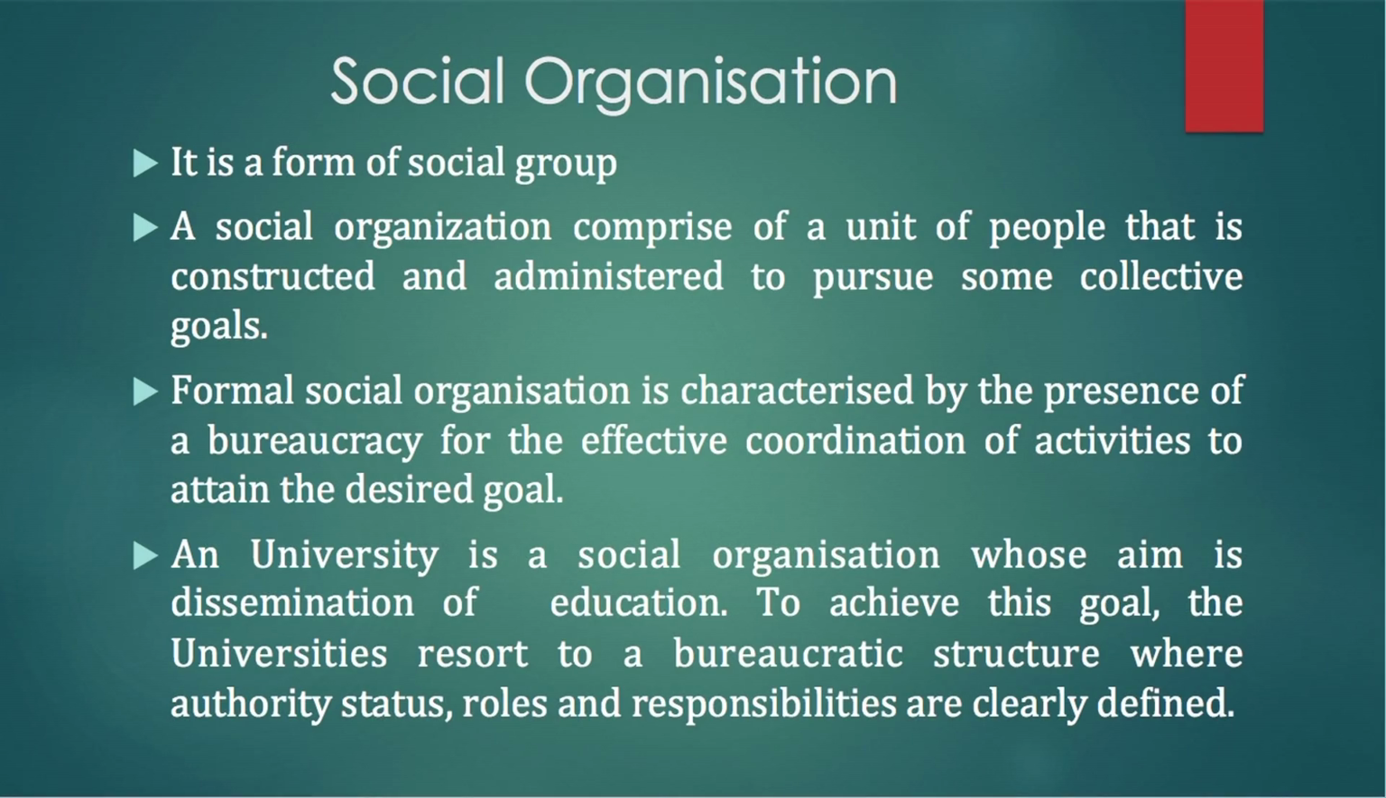Now let us try to understand what is a social organization. A social organization is also a form of social group. It comprises a unit of people that is constructed and administered to pursue some collective goals. The formal social organization is characterized by the presence of a bureaucracy for the effective coordination of activities to attain the desired goal. And a university is an example of a social organization whose aim is dissemination of education.